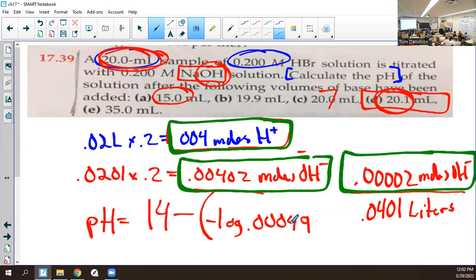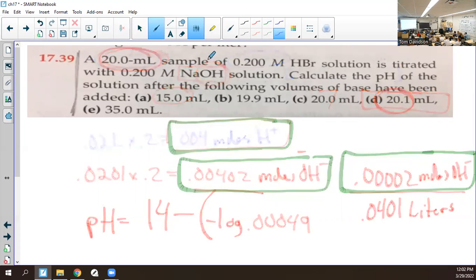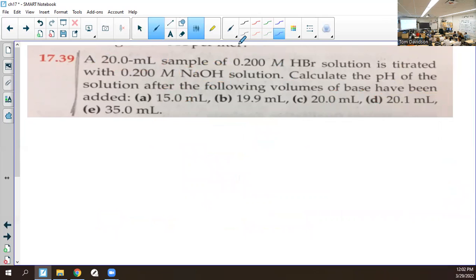All right, so these are fairly standard titration problems. It says a 20 milliliter sample of 0.2 molar HBr is titrated with 0.2 molar NaOH. Calculate the pH of the solution after the following volumes of base have been added. Okay, so the first one is 15 milliliters.